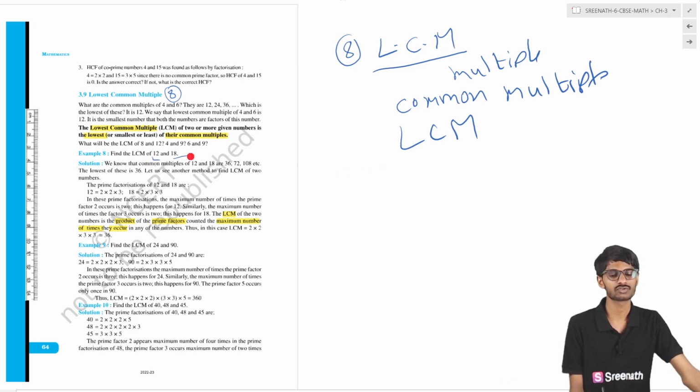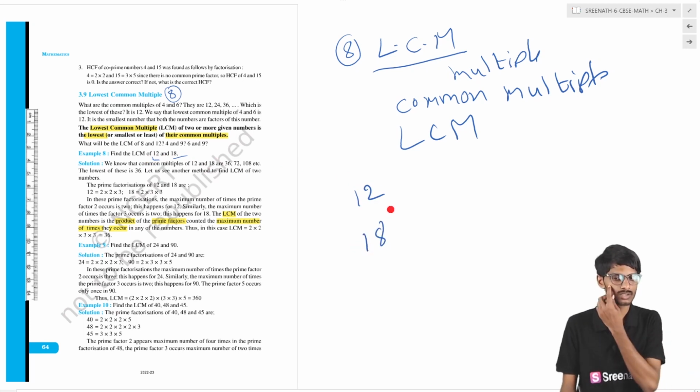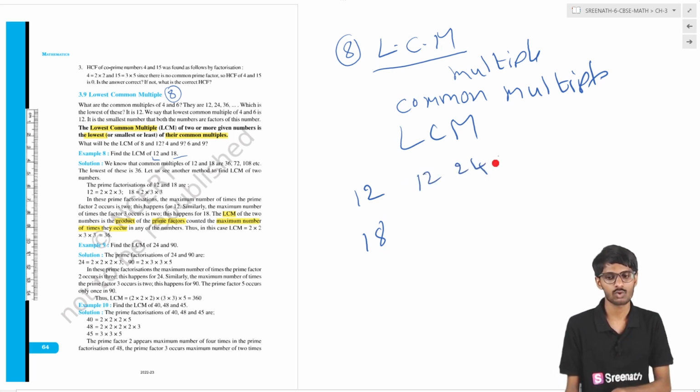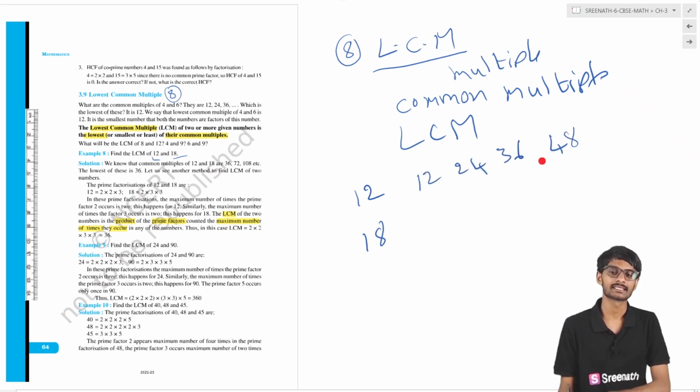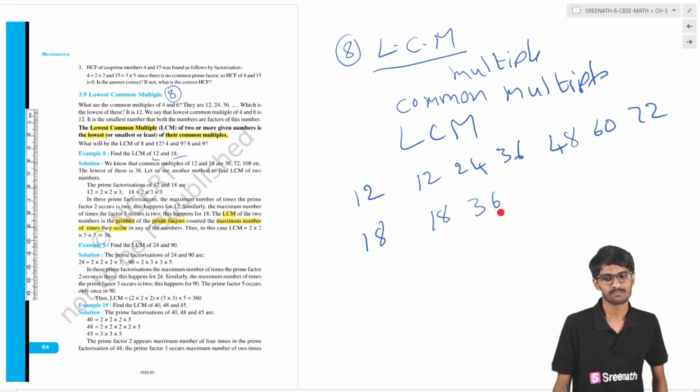Okay, for example, find the LCM of 12 and 18. So we have to find out the LCM for 12 and 18. So what are the multiples for 12? 12, 24, 36, 48, after that 60, after that 72, like that. And what are the multiples for 18? That is 18, 18 2s are 36, and after that what are the multiples? 18 3s are how much?